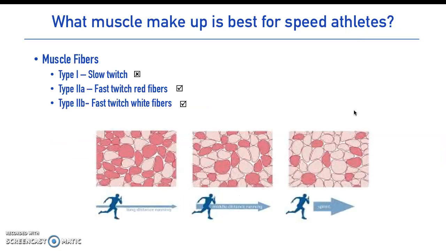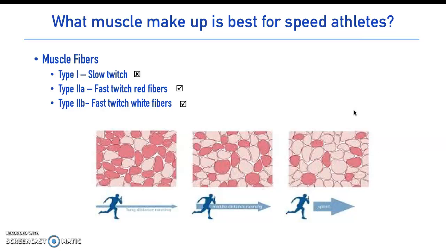Okay, so to go into that a little bit further, what muscle makeup is best for a speed athlete? So we've got 3 different types of muscle fibers. Your first one is your slow twitch, type 1. Okay, normally your slow twitch is you're thinking about endurance type sports. Okay, so the amounts of energy and the different energy system that these muscle fibers use is completely different to what the others will use as well.